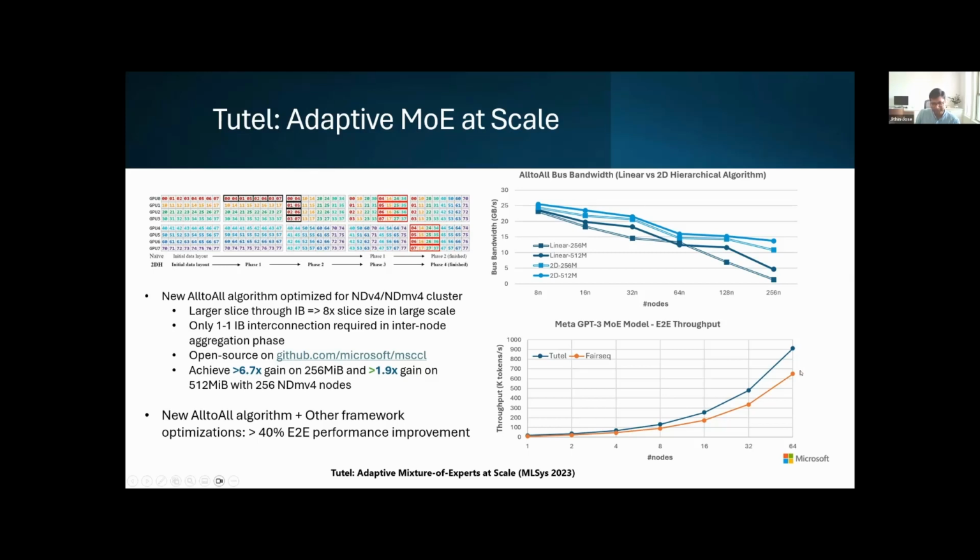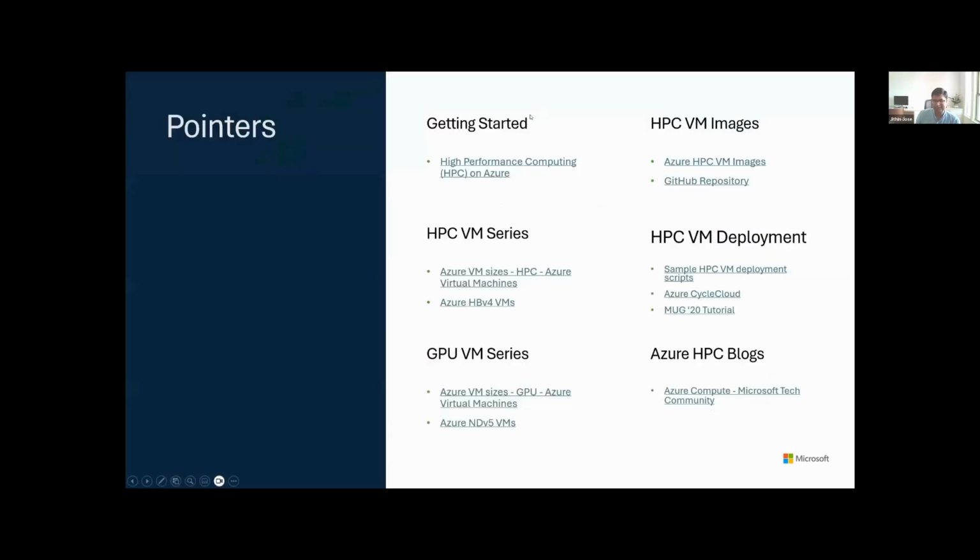So this again highlights the importance of software-based optimizations, even though hardware is moving to next generations quickly, and MVAPICH is doing a great job. With that, let me conclude. I just want to share some pointers: the different HPC GPU VM series, some of the performance blogs, how we can get started on VM deployment, and the VM images that we talked about. That's all, and I'm more than happy to take any questions if there are any.